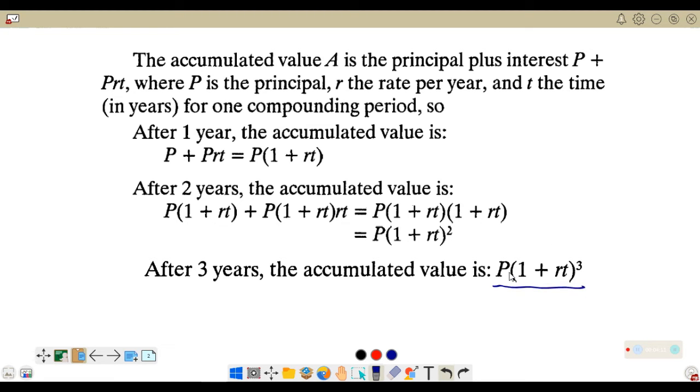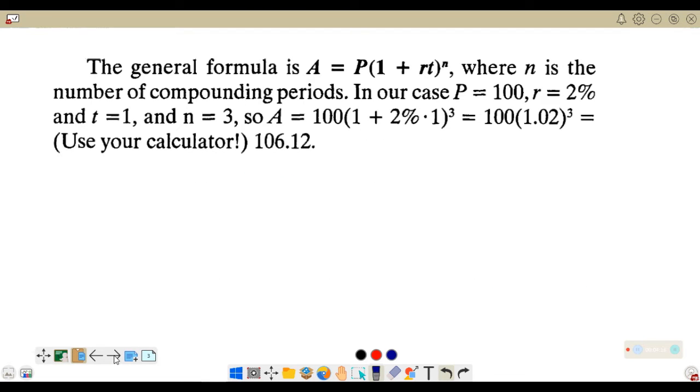this formula, which will give you eventually the formula for the total amount A, since we are ending. The total amount A in your account at the end of your compounding periods is P times 1 plus RT raised to N, where N is the number of compounding periods.